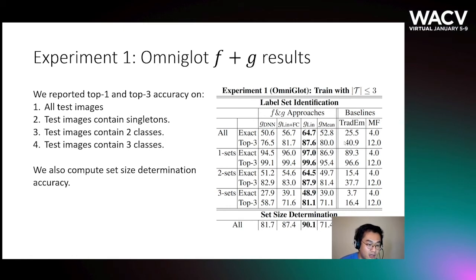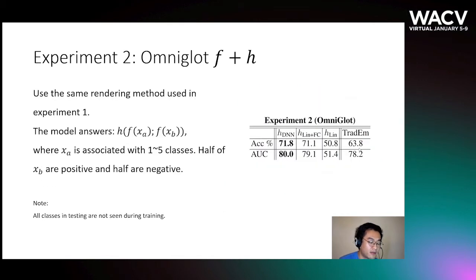We also tried different architectures for the G function. The results show that if G has only one layer, then it has the best results. Then we try our F and H on OmniGlot. We use the same rendering method used in experiment 1.